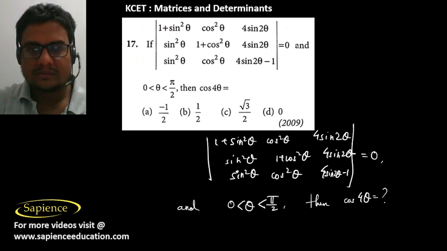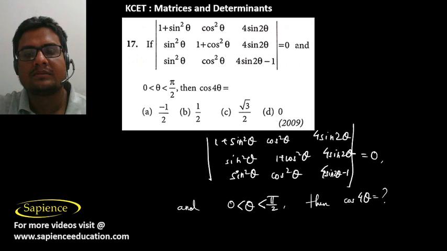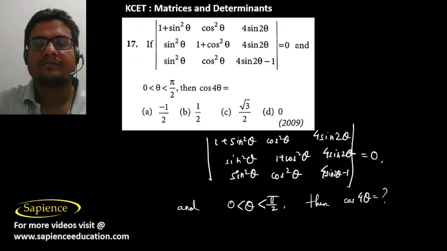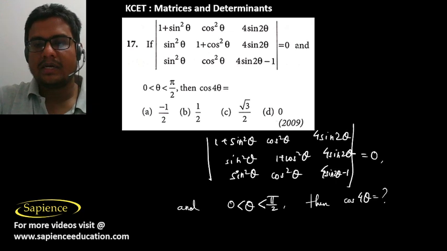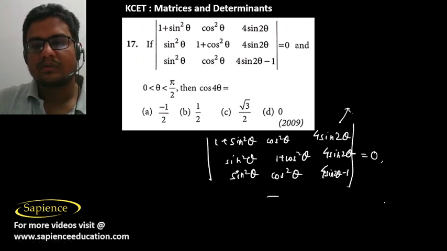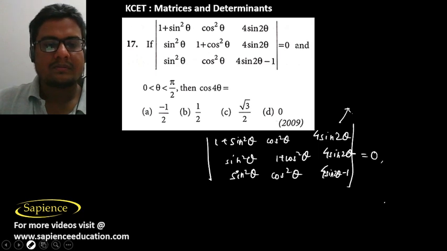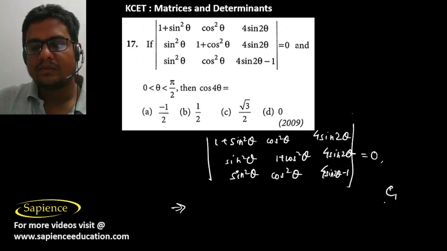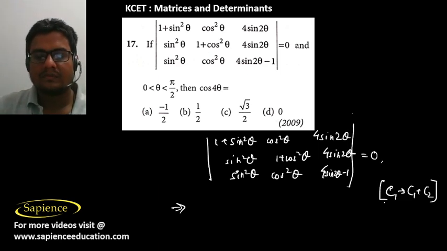So now here we can first add the first column and the second column. We have to find the value of cos 4 theta actually. So we can say that C1 goes to C1 plus C2. It means column 1 is changed to column 1 plus column 2.